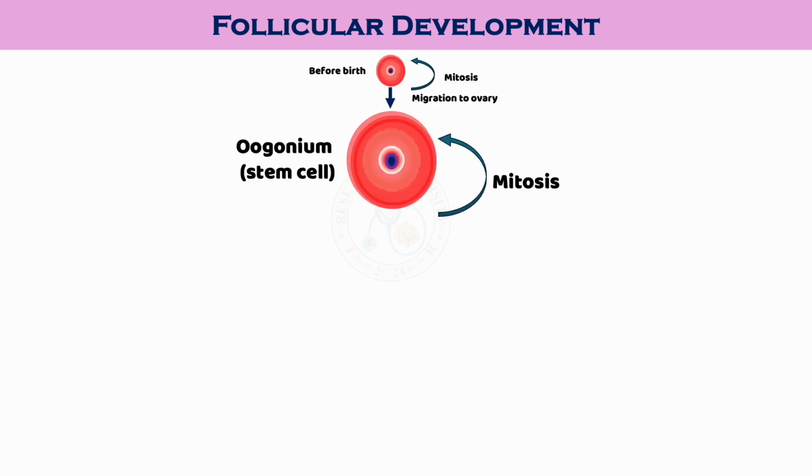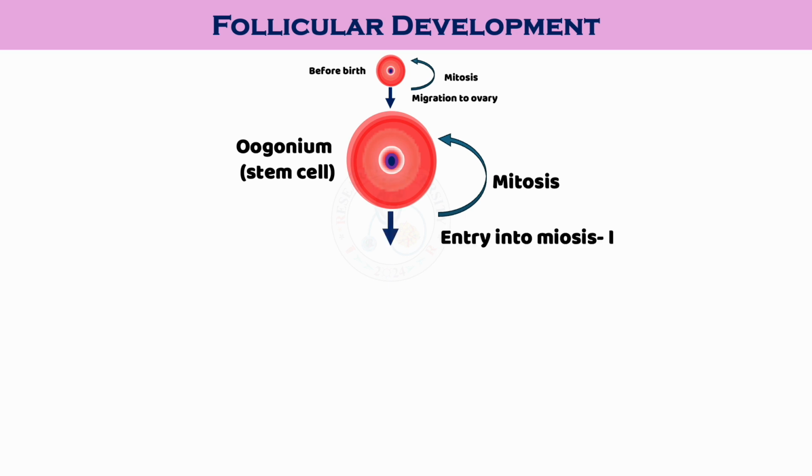The next step is oogonia differentiation. Following the migration and localization in the genital ridges, the oogonia, regarded as precursor cells, undergo mitosis, a process leading to their proliferation and subsequent differentiation. This differentiation results in the formation of the primary oocytes, marking the pivotal transition in the development of the female reproductive cells from their early precursor state towards a more specialized and mature stage.